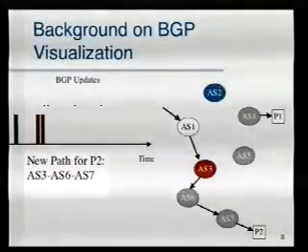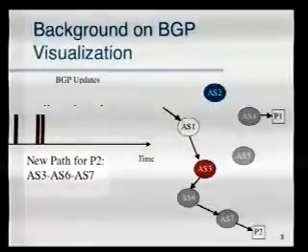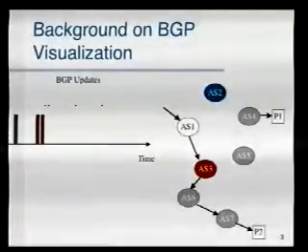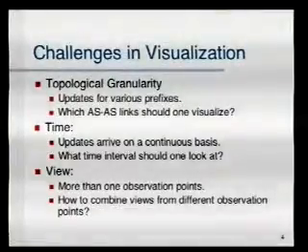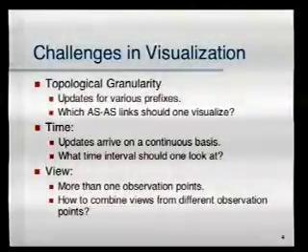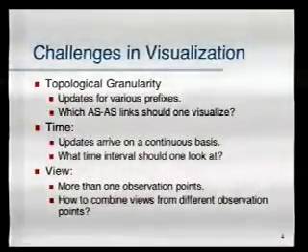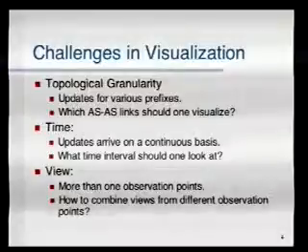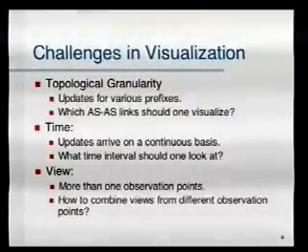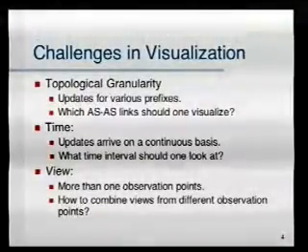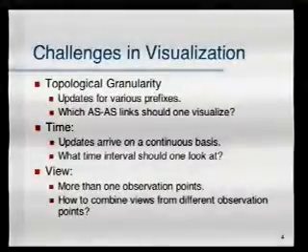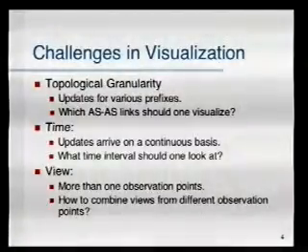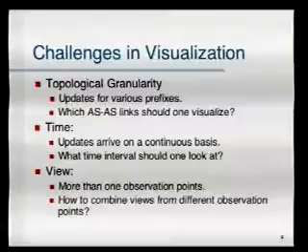But in reality, visualization presents many, many challenges. To look at what kind of challenges we are facing, we list them in 3 dimensions. The first is topological granularity. Clearly, you have so many AS links, you have so many prefixes, it's not easy to decide on which prefixes or which AS links you want to visualize. So that's the number 1 challenge you face.